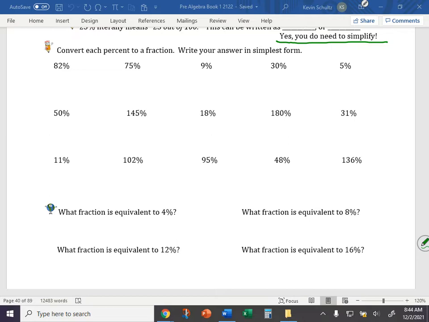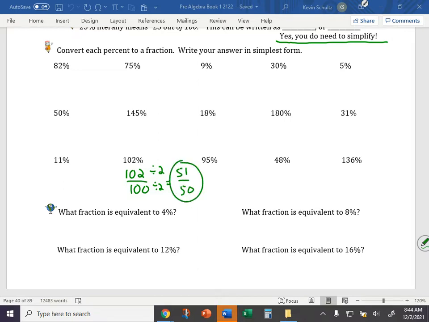So Tony's asking about where is 102%? Where do you see it? Oh, there we go. So 102 over 100 is where we start. What would we divide by to get that down to simplest form? Jack? 2. Divide by 2. That gets us 51 over 50, and that would be in simplest form.